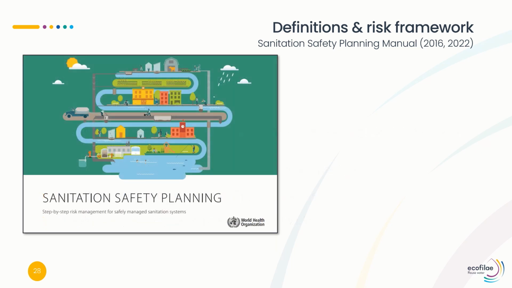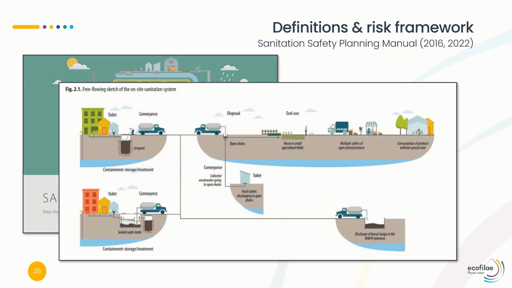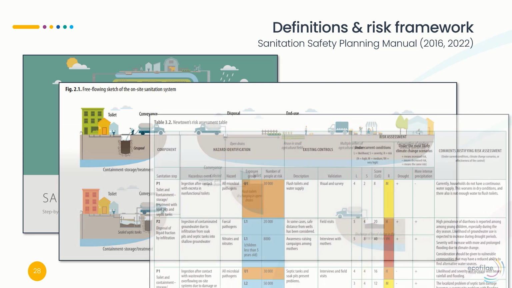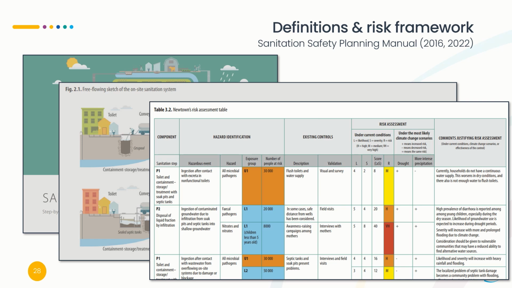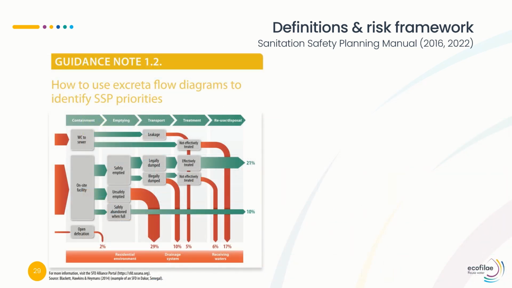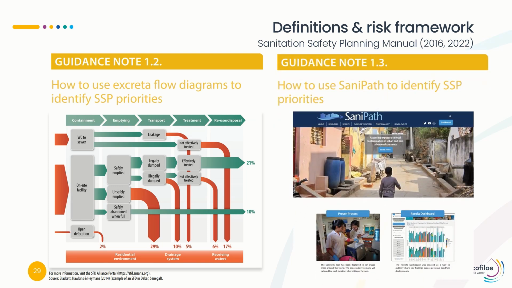The manual contains practical examples for a variety of different contexts that you can follow step by step to get an idea of how the process could function in your context. It also provides guidance on how to use certain tools, such as excreta flow diagrams, in order to better identify priority parts of your sanitation system for improvement measures. Another tool to help prioritize within your system is the SaniPath Exposure Assessment Tool. It provides guidance for standardized primary data collection. The data are then used to automatically produce an exposure assessment analysis.